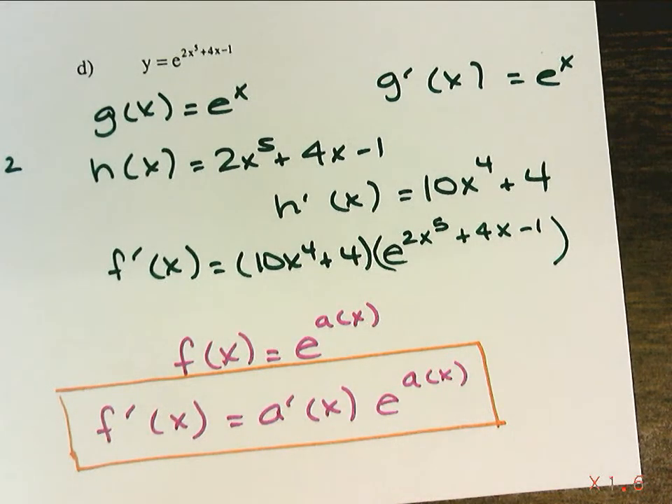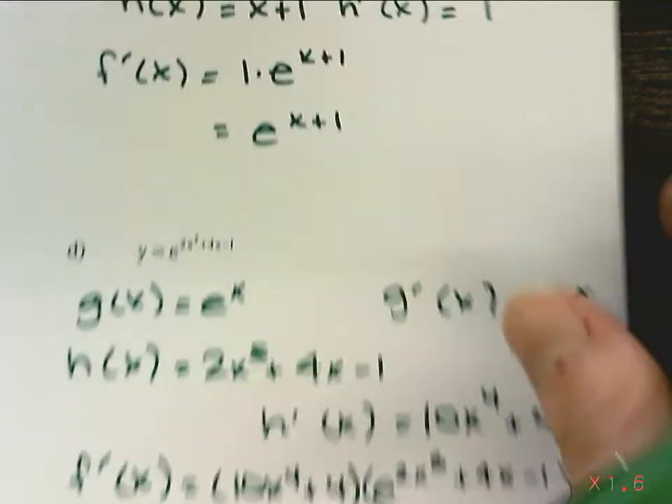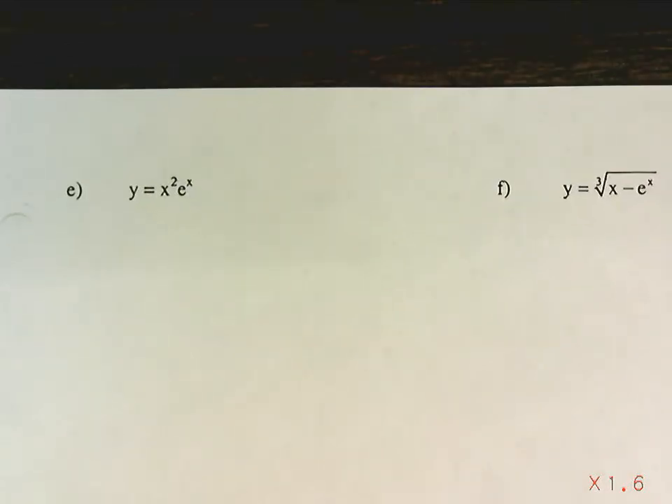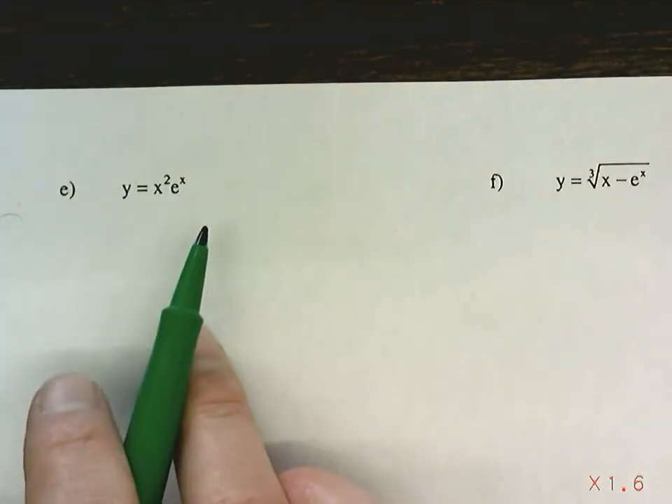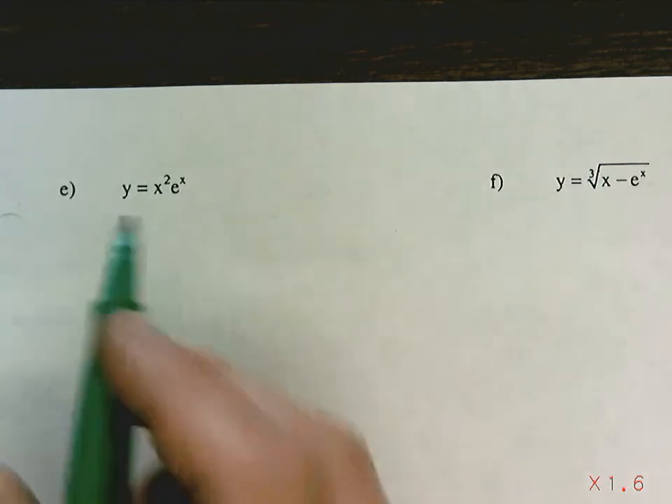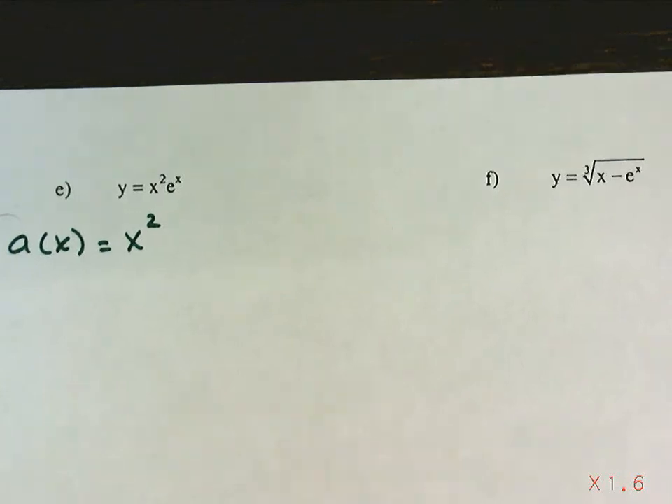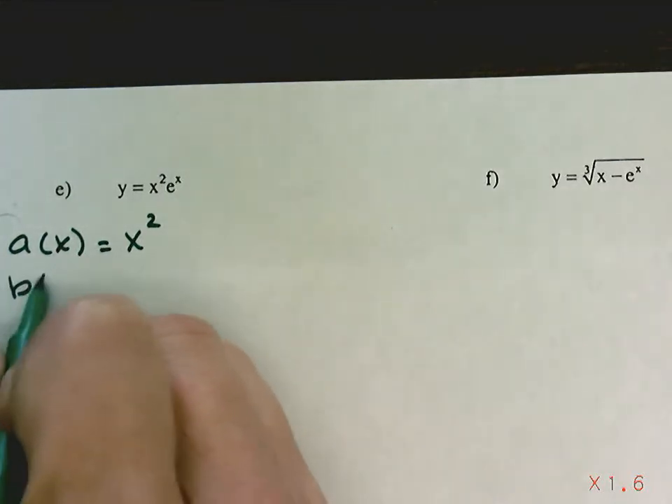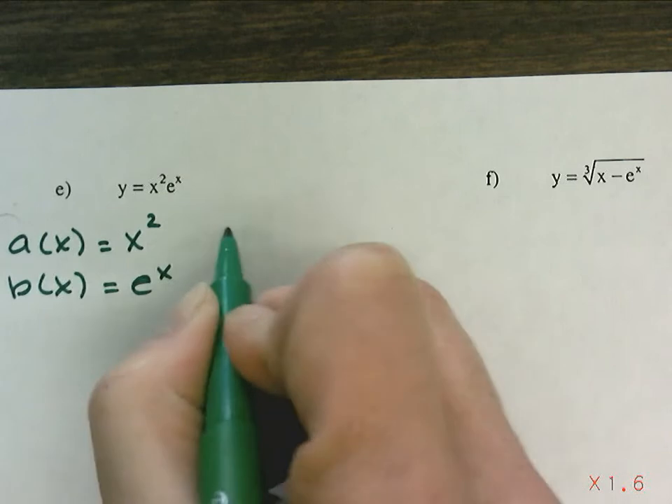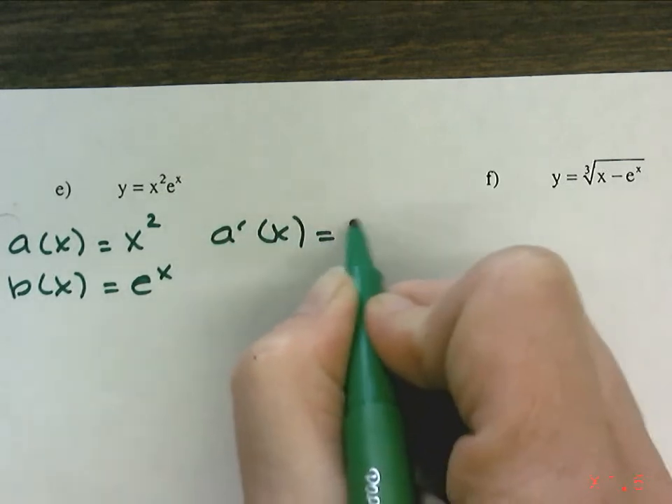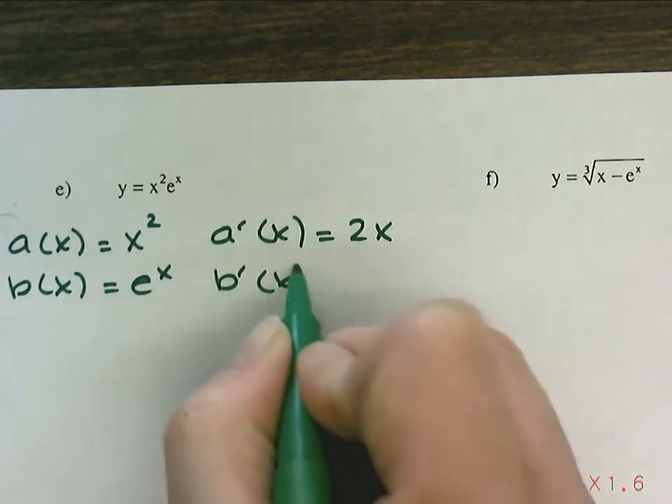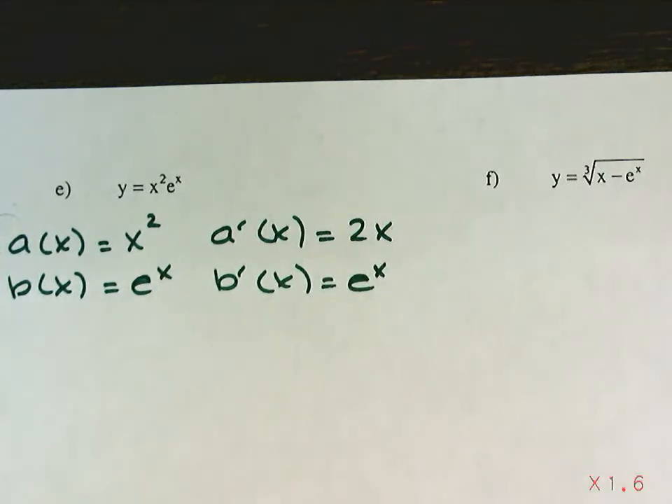So we can use that as the shortcut, which will help us if some of the functions are a little more complex. If we look at this one, this is a product rule. It is x squared times e to the x. So I'm going to call a of x x squared, and b of x is e to the x. The derivative of x squared is 2x, and the derivative of e to the x is e to the x.